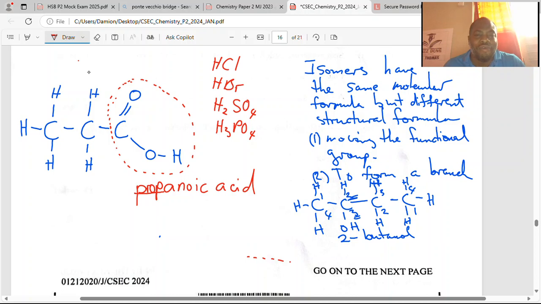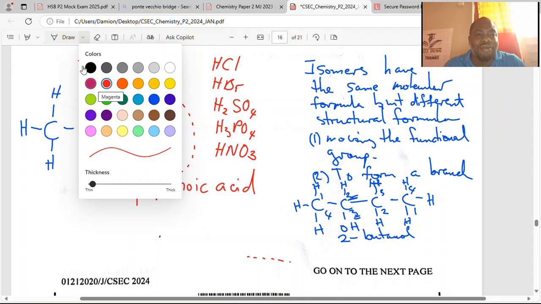Phosphoric acid. What is the name of this one here? Nitric acid. Alright. And so if we examine all of these acids, all of them, the thing they have in common, what is it?